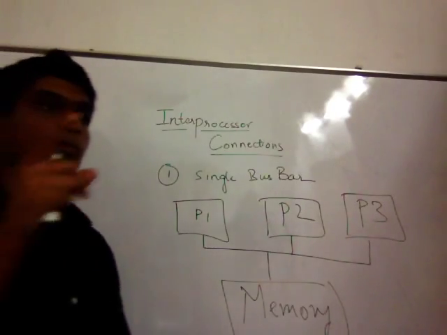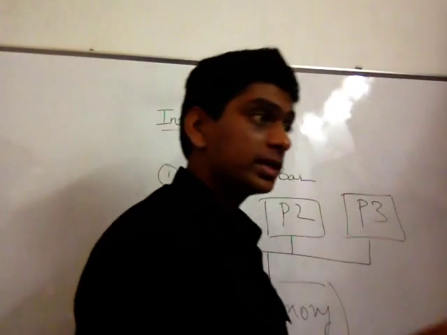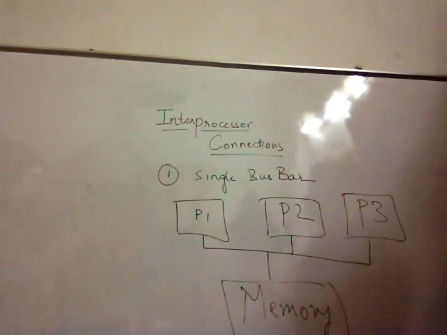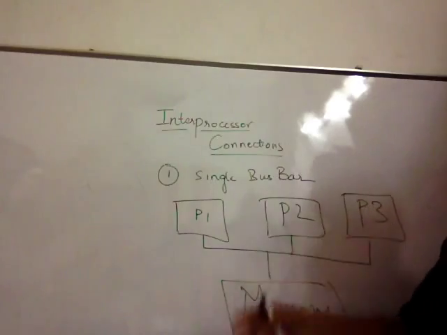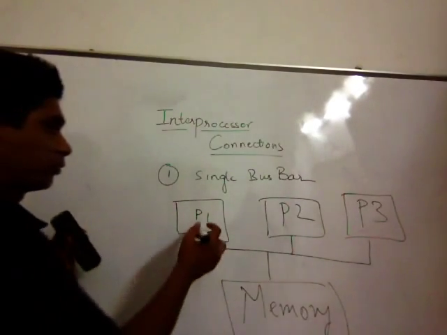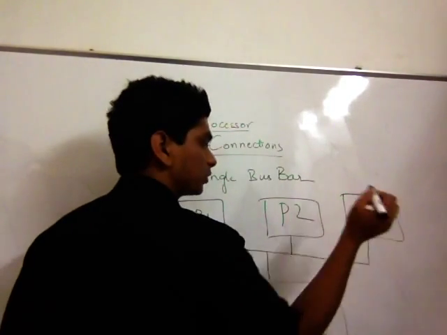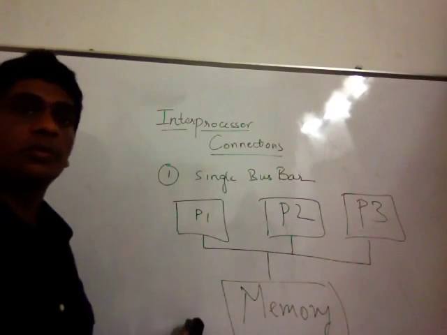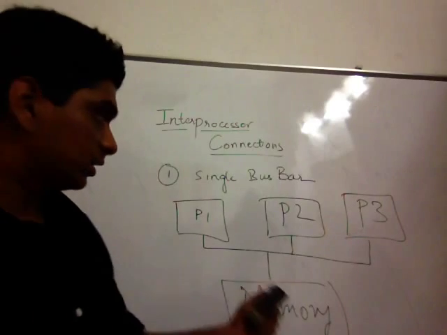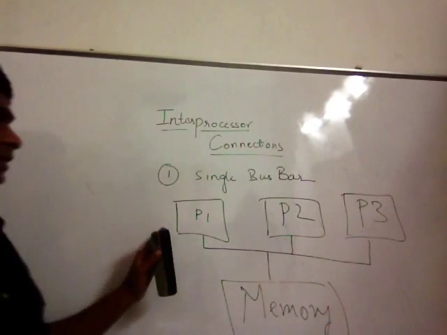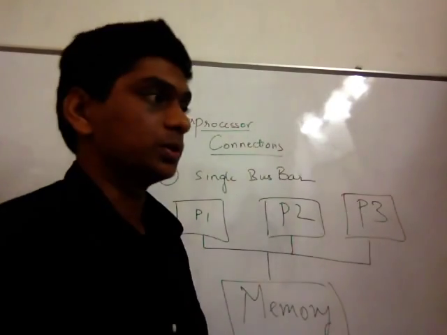I've already told you one point before. There are loosely coupled processors and tightly coupled processors. I've told you that difference. So based on that concept, you're going to have this: processor 1, processor 2, processor 3, having a common shared memory. It's your example of tightly coupled. So this is the single bus bar arrangement.